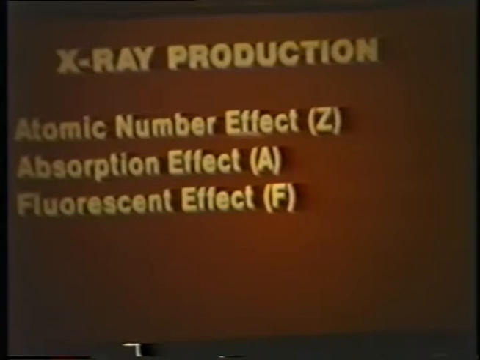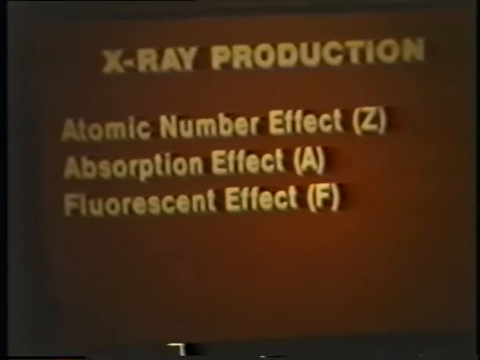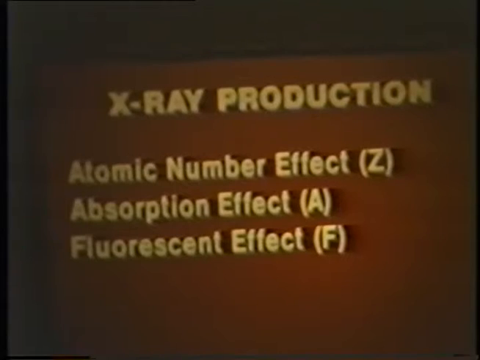Atomic number effect, absorption effect, fluorescent effect. Now, the atomic number effect. This is a measure of the backscattering of the primary beam from the surface of a bulk specimen and the amount of stopping power of the specimen matrix. The latter, the stopping power of the matrix, is important in determining how many characteristic X-rays are likely to be generated before the energy of the incident electron beam decays to zero.